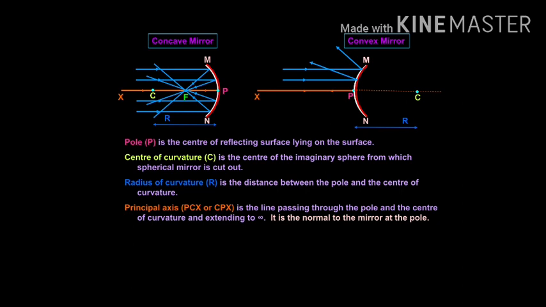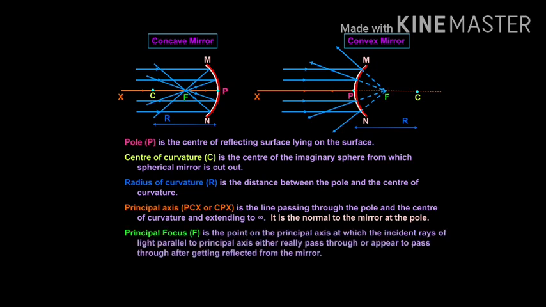As you can see, the light rays are diverging, so we will join them on the back side and they will meet at a point behind the mirror, and this point is called the principal focus. Now we will move further. The distance between the pole and the focus is called the focal length, and there is a relation between the radius of curvature and the focal length.